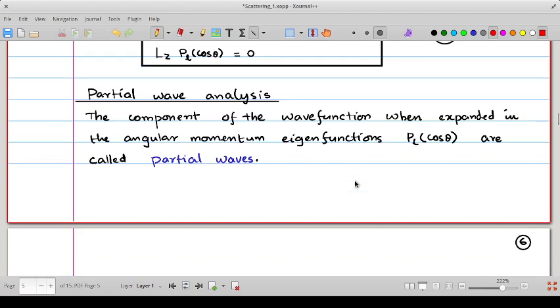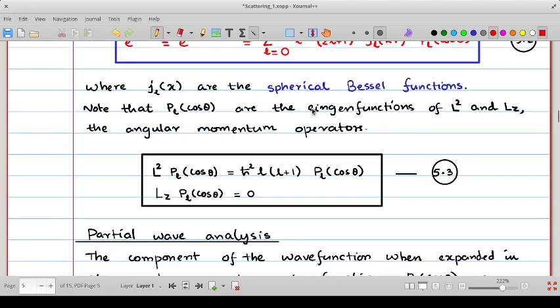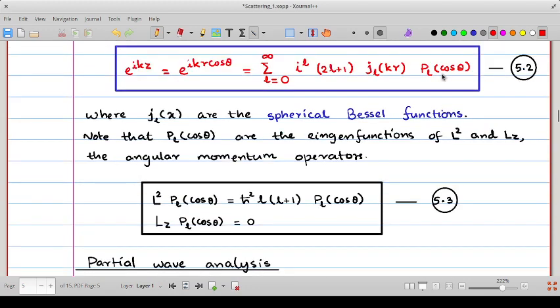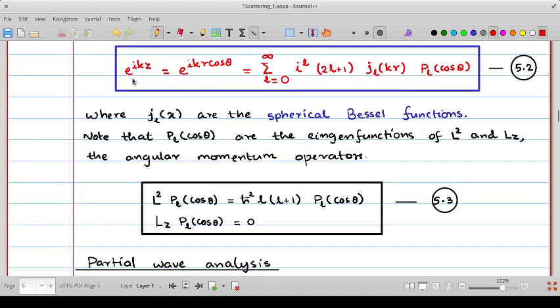We now consider a technique that is useful for studies of scattering by spherically symmetric potentials and is called partial wave analysis. When a wave function is written as a series in terms of the Legendre polynomials, the term corresponding to each L is called a partial wave. That is, if the wave function is given by e^(ikz), the Lth partial wave is given by i^L (2L+1) j_L(kr) P_L(cos θ). So e^(ikz) is actually a sum of partial waves with L running from 0 to infinity.